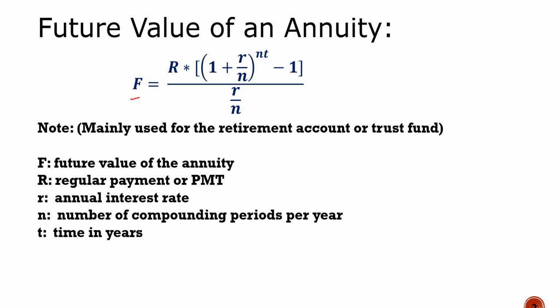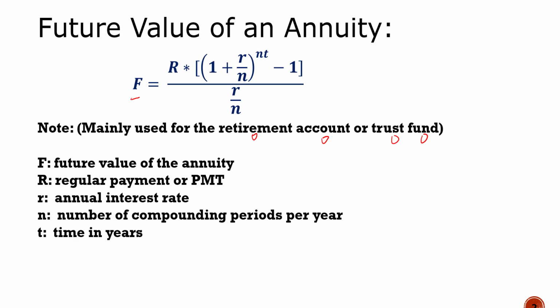interest rate over number of compounding period raised to nt power minus 1. And dividing by the denominator is annual interest rate over number of compounding period. So it's mainly used for the retirement account or trust fund.